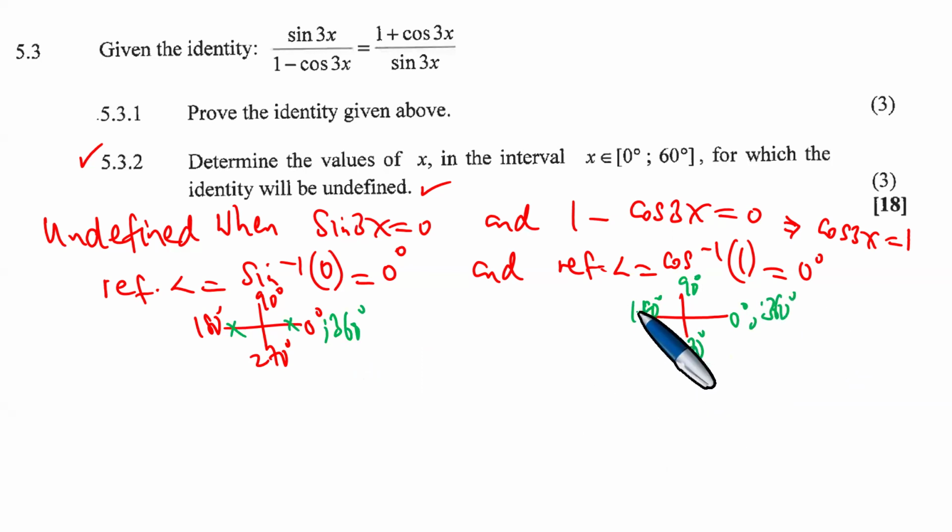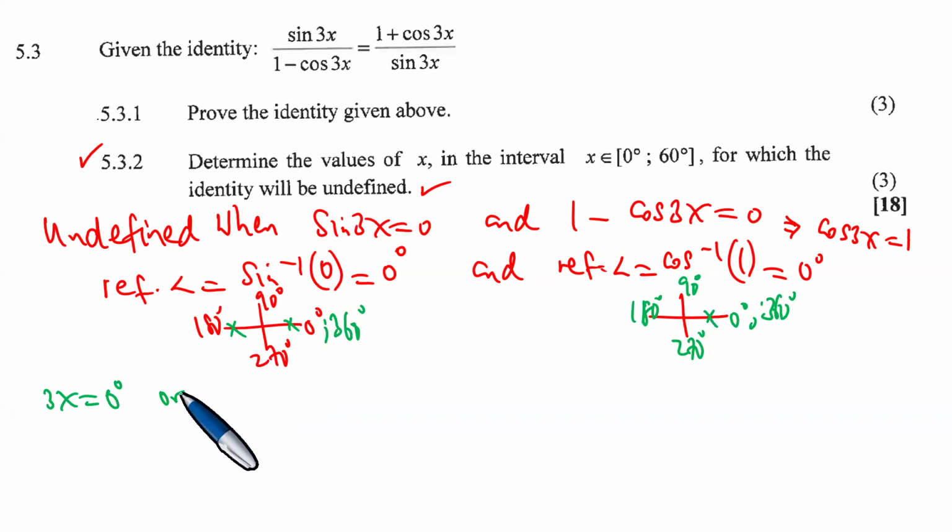Now, the cosine is 1 at multiple places. It is 1 here at 0 and 360 degrees, but the cosine of 180 becomes exactly -1. Okay, now we are in business and we're able to see this. We have 3x equals exactly 0 degrees. So we have the sine of 3x equals 0, so 3x equals 0 degrees.